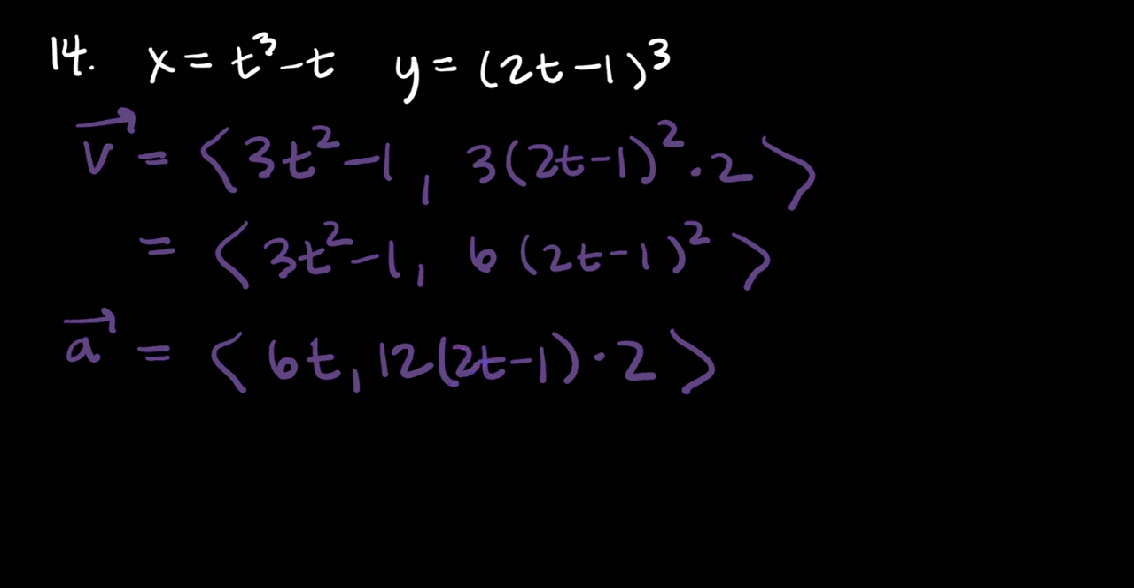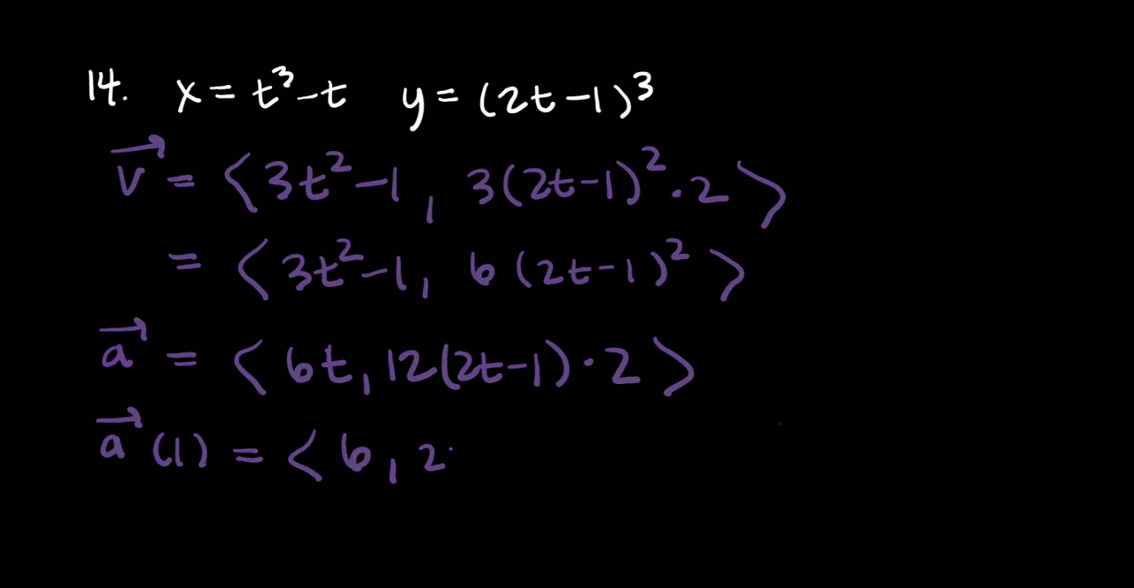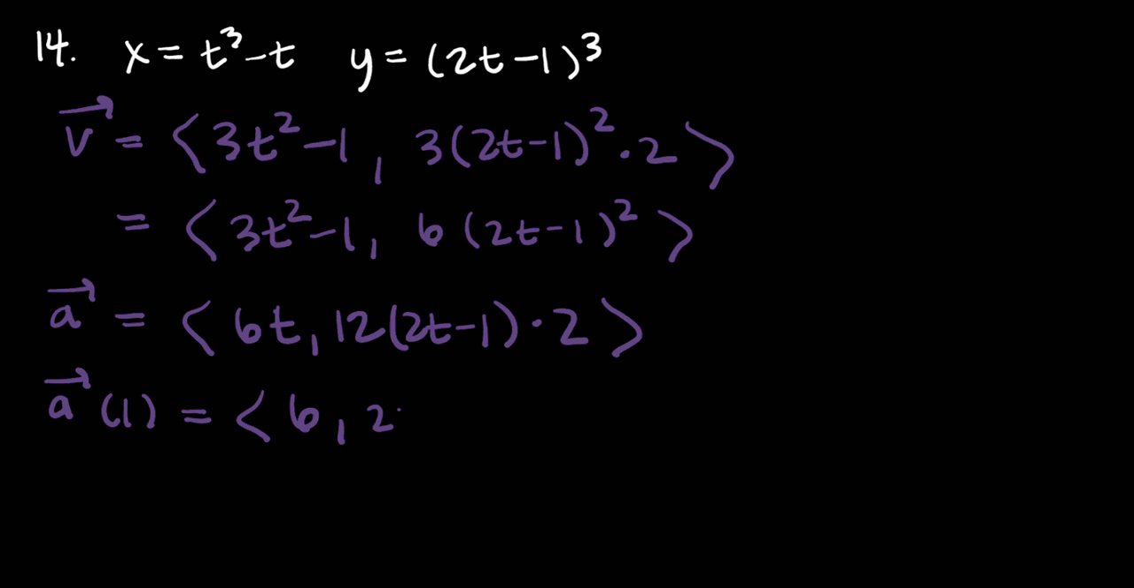And if I want the acceleration at time t equals 1, I'm just going to plug in t equals 1. I get 6 there, and 2 minus 1 is 1, so 12 and 2, that's going to be 24. Oh, hold on a second. My pen has gone out. Yeah, there we go. Okay, we've done that one.